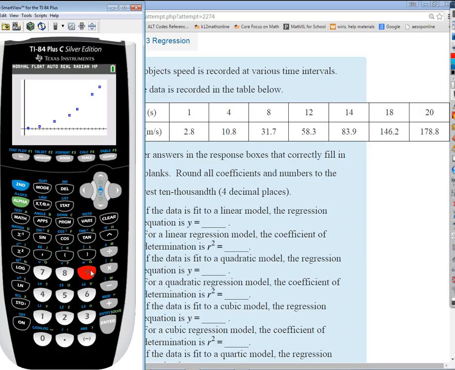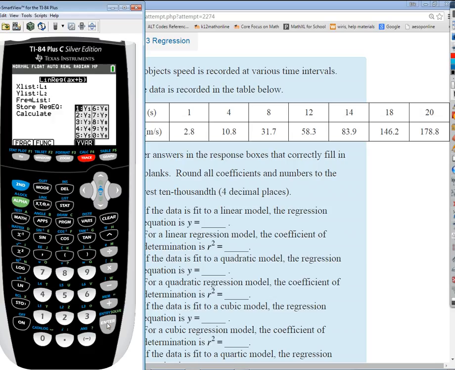Yeah. So let's go through and calculate the regression models and see what we get. If we go stat, calc, let's do the linear first. So stat calc 4, and then we'll store this one as y1. Remember, where do I go to get the y variables? Alpha, trace, or F4, 1. Okay, go down.